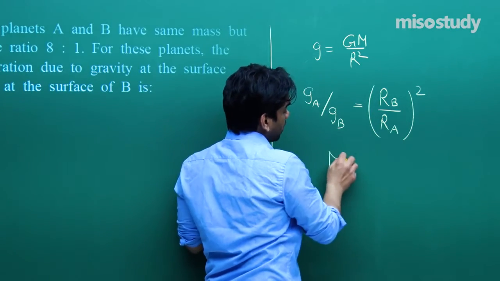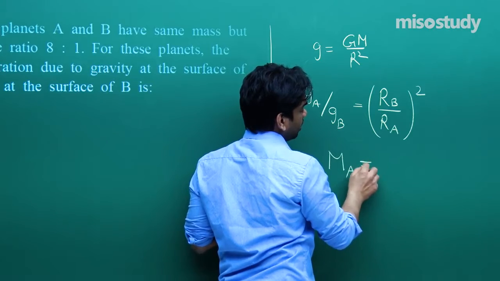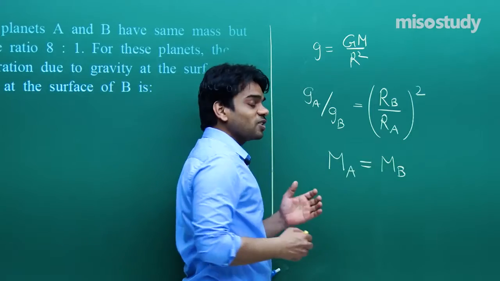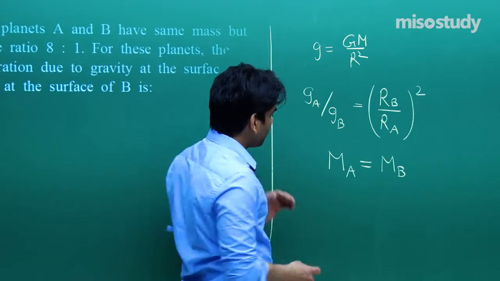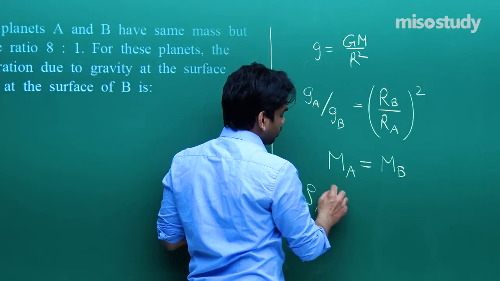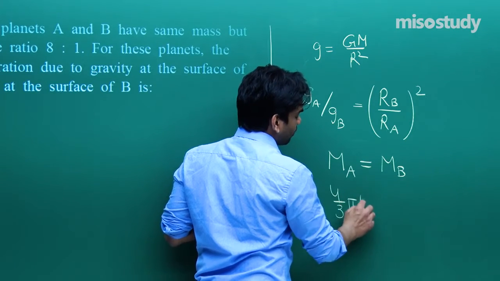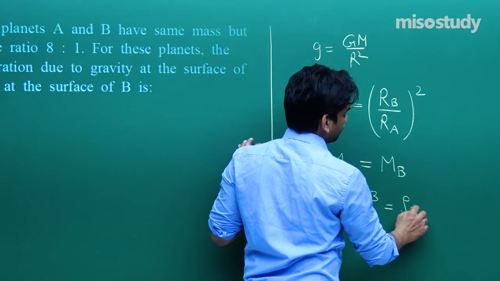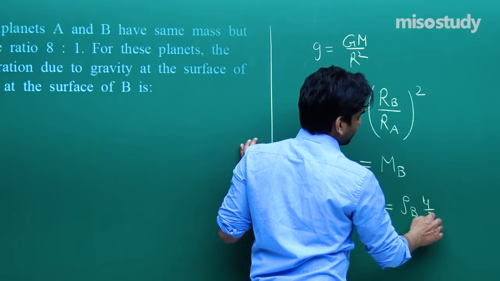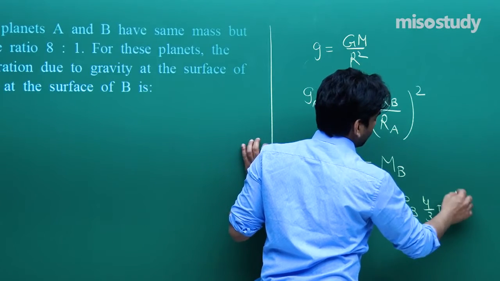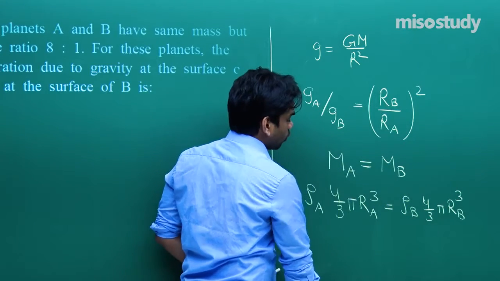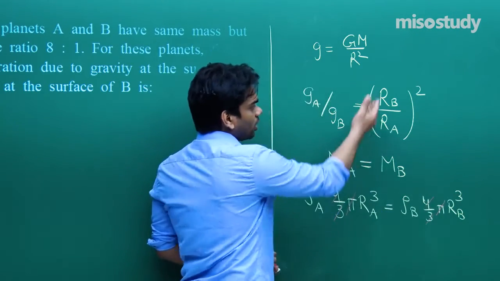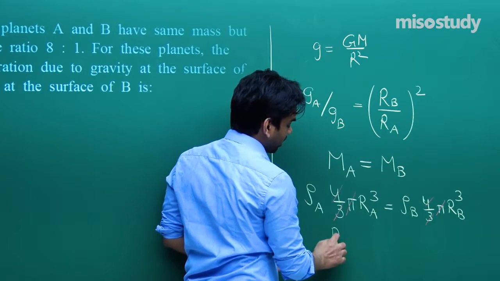Given that the mass of A is equal to the mass of B, that's the same. We know that mass is equal to density into volume, so we can write rho A into its volume 4 by 3 pi Ra whole cube is equal to rho B into 4 by 3 pi Rb whole cube. This is what we can straightaway show. All these terms will be cancelled out, we will be left with this one. We want Rb by Ra.